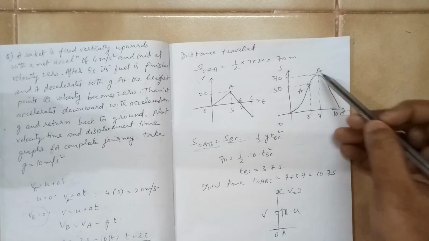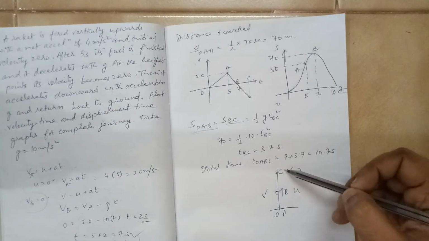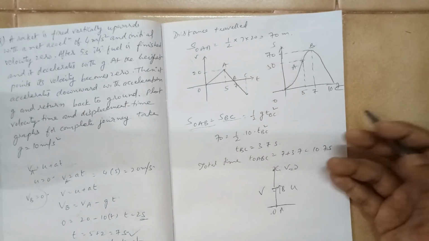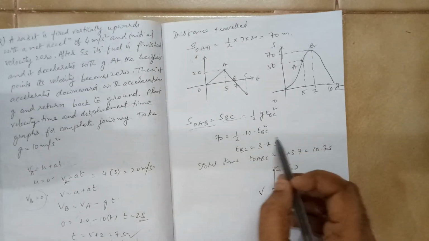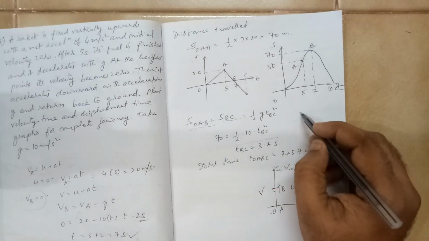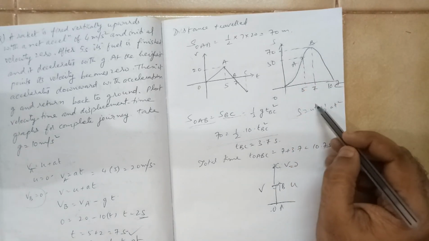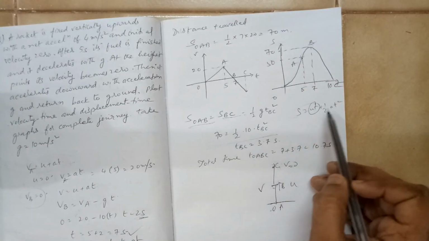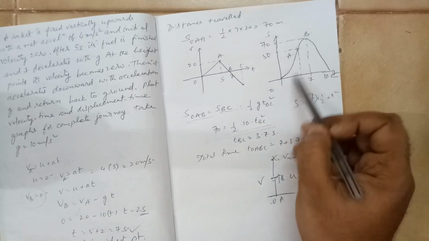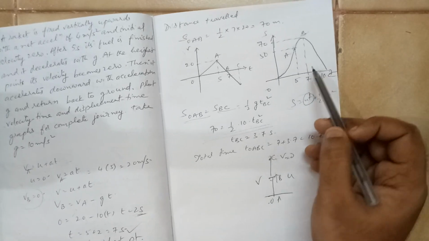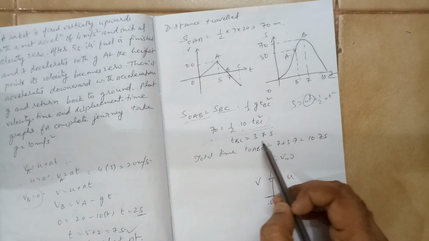But we don't know the time of BC. From A to B it took 7 seconds. For falling, how much time will it take? It need not be 7 seconds, it may be some other time. So we need to again use the equation s = ut + ½at². At the highest point the velocity is 0, so the ut term becomes 0 and s = ½at². I write t_BC just to identify it. Here we know the acceleration and the distance, so we can get the t_BC value, which is 3.7 seconds.